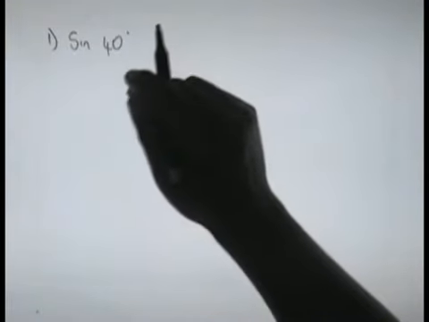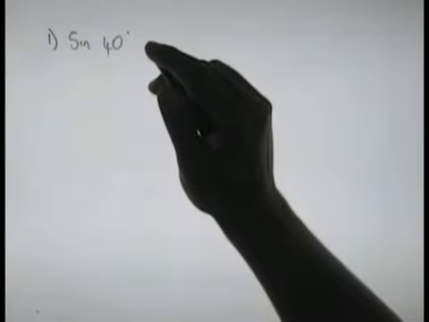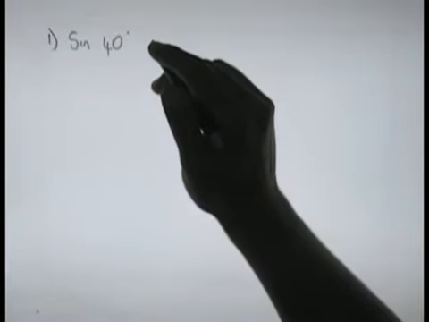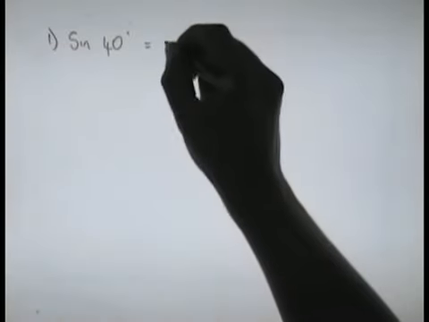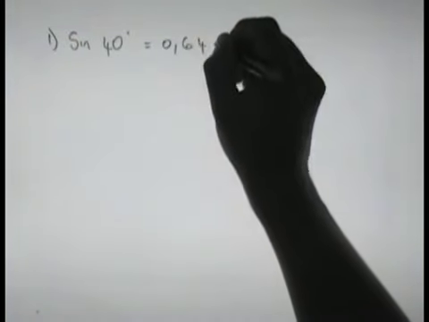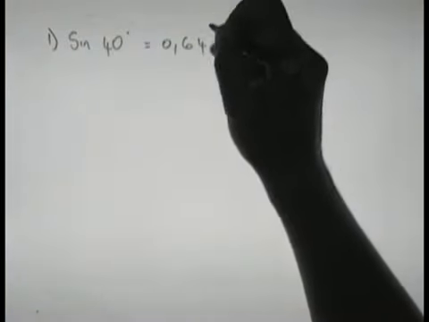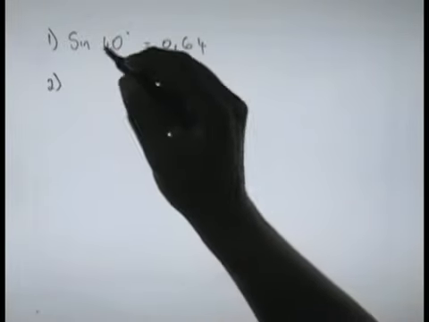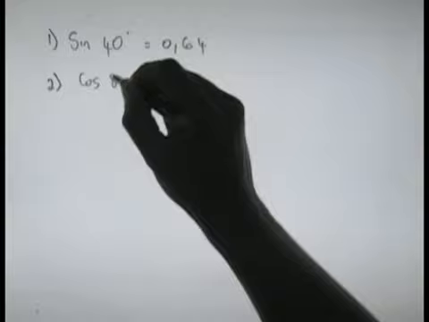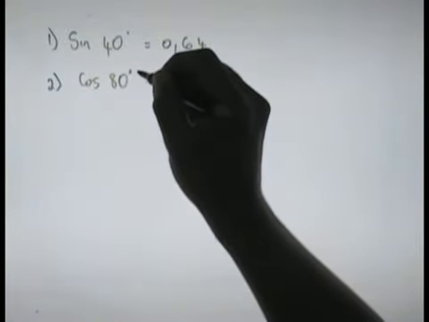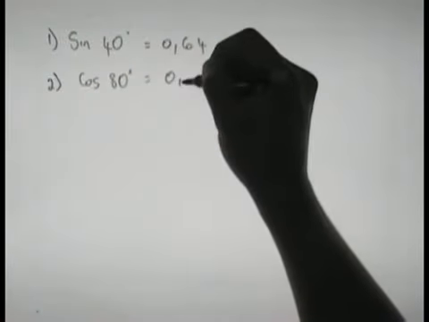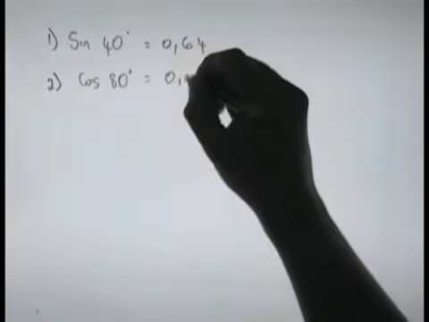The first one I gave you to do read sine of 40. Now sine of 40 degrees, if you punch it into the calculator, you're just going to literally type sine 40. That's going to give you an answer of 0.64278. So I'm just going to round it off to 0.64. The second one was cos of 80. Cos of 80 degrees. Again, just type it into your calculator as cos of 80, which will give you an answer of 0.17.